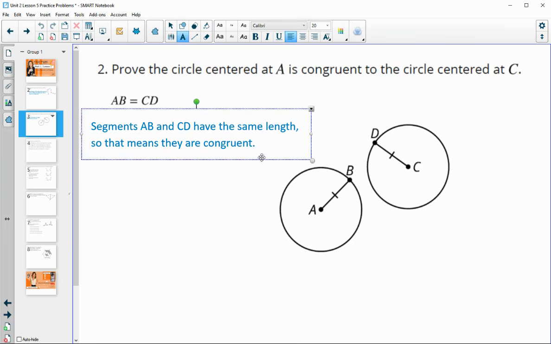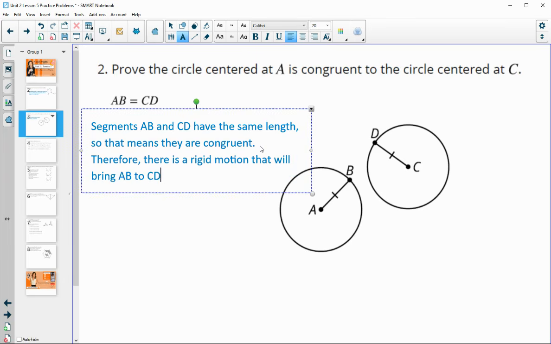So if these are congruent, therefore there is a rigid motion that will bring AB to CD. So we will apply that rigid motion. So now we've gotten segment AB onto CD.